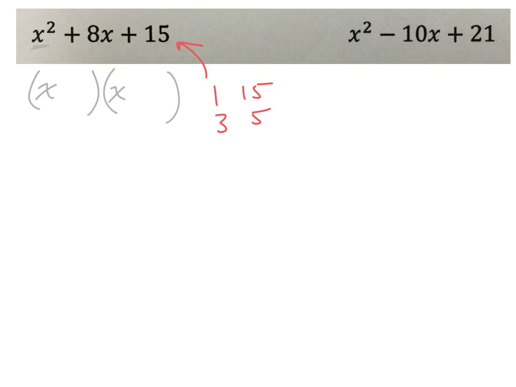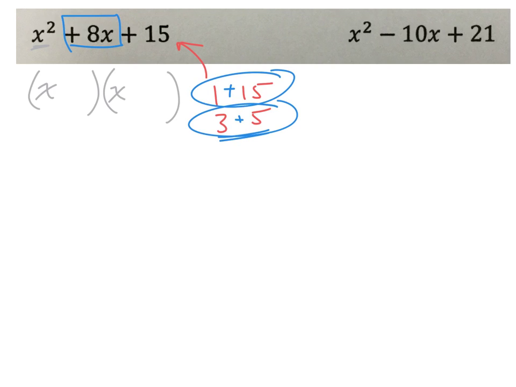So in this case, we are looking for either set of these factors to add or subtract to give us this middle term of positive 8x. Now in this case, we know 1 plus 15 is 16. That's not going to work. However, 3 plus 5 is exactly what we need, 8x.